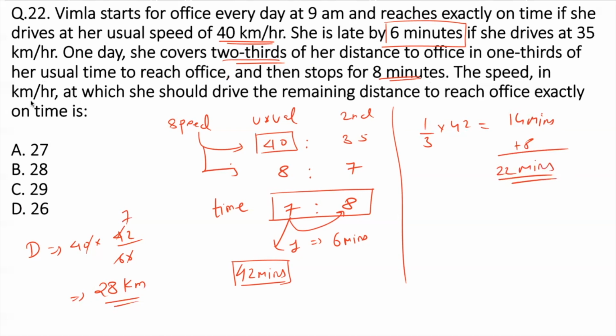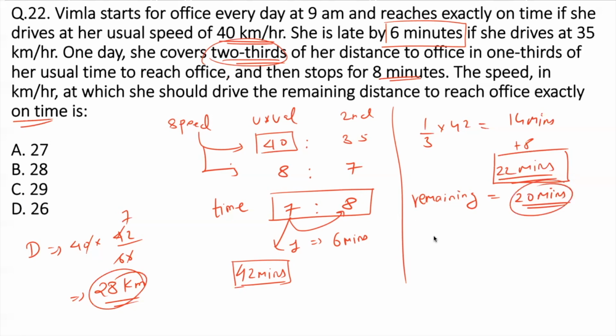We need the speed in kilometers per hour at which she should drive the remaining distance to reach office exactly on time. So the time already elapsed is 22 minutes and the time taken should be 42. So the remaining time is 42 minus 22, 20 minutes. And in these 20 minutes, she will cover the remaining one-third. She has covered two-thirds of the distance, right? So she will cover the remaining one-third of 28 kilometers in this much time, 20 minutes, right?